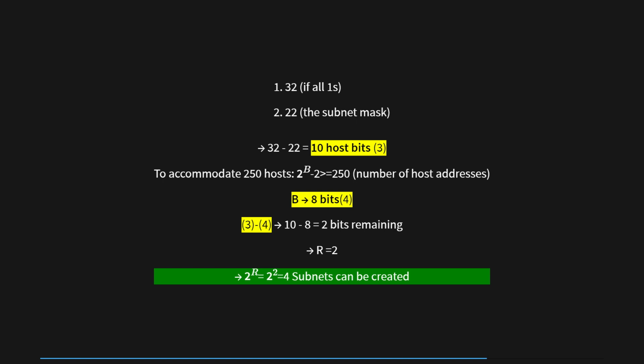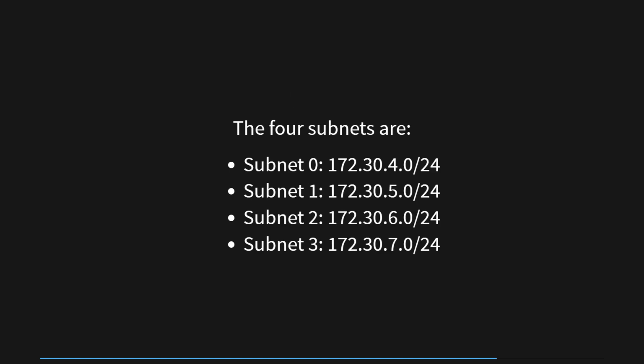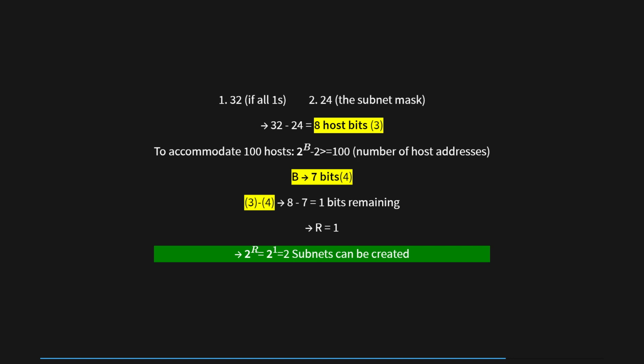By turning on the next 2 bits in the subnet mask, it becomes /24, 255.255.255.0. The subnet multiplier is 1. The 4 subnets are as follows. To satisfy the 100 host requirement, we leave 7 bits. 2 to the power of 7 minus 2 equals 126 hosts per subnet.